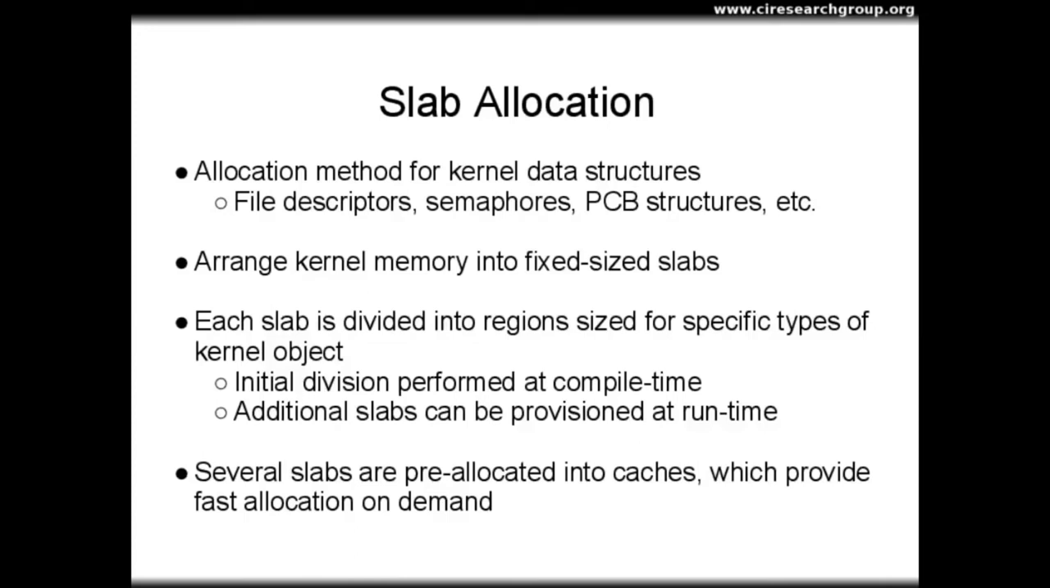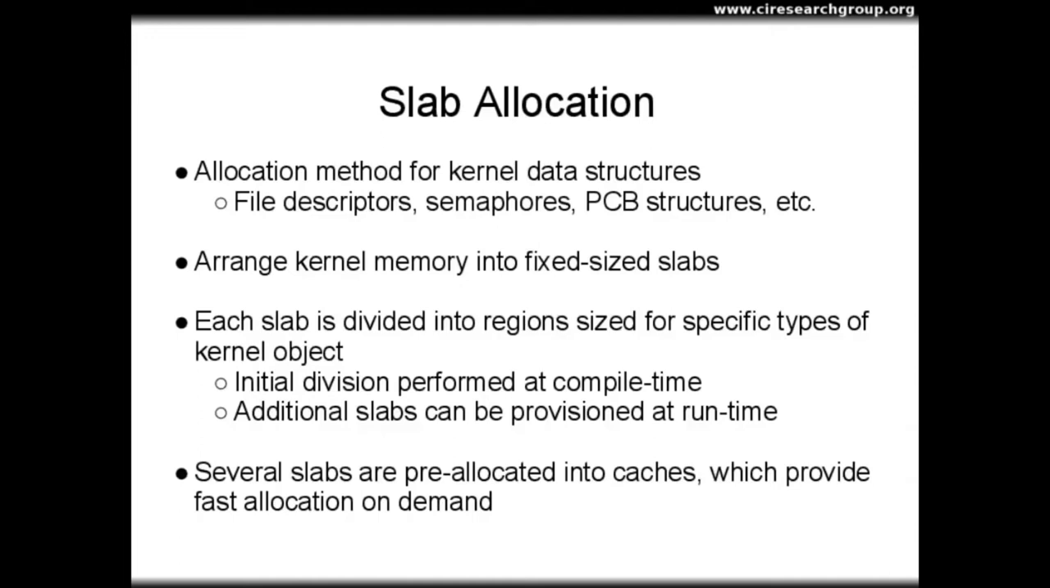This conservative approach is needed since the kernel is always mapped into main memory. An efficient solution for allocating kernel memory is to use a slab allocation algorithm, in which kernel memory is arranged into fixed-size slabs. Each slab is divided into regions sized for specific types of kernel objects, including file descriptors, semaphores, process control structures, and other internal data structures. Initial layout of these slabs is performed at compile time.